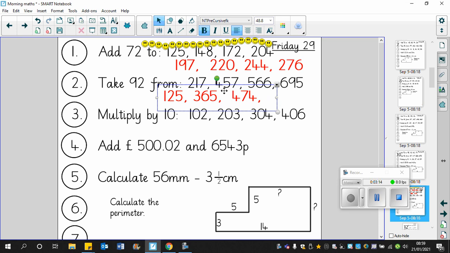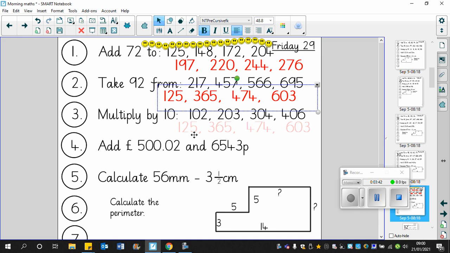695, let's take away the 90 first, so that becomes 605, take away another 2, 603. And for this one, just for the sake of it, if I had 603 and add 92, that makes 693, 94, 95, 695. So I've just done the inverse operation there, and it works, so therefore I must be correct.